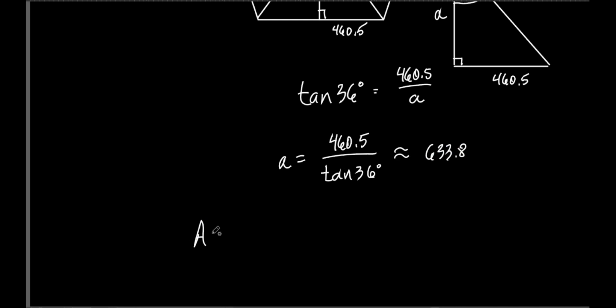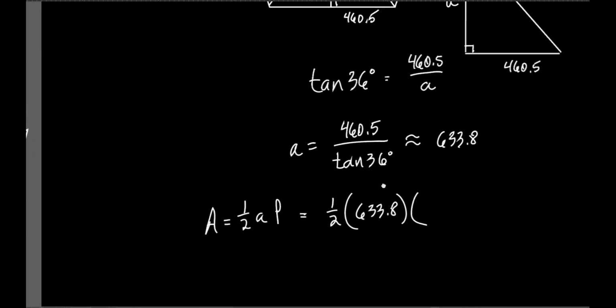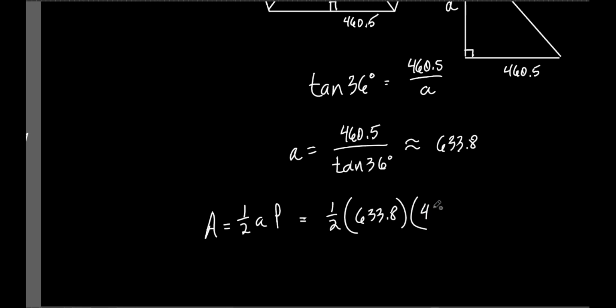So now I want to find the area. The area is what? 1/2 the apothem times the perimeter. So it's what? 1/2 of what? 633.8 times the perimeter. Do you remember what the perimeter was? It's up here, 4605.46. And the 4605.46 is exact, right? There was no approximation with that. So when I put that into a calculator, I get this big old number. I get 1,459,324.5. And it is area, and it's in feet, so it's what? Square feet.